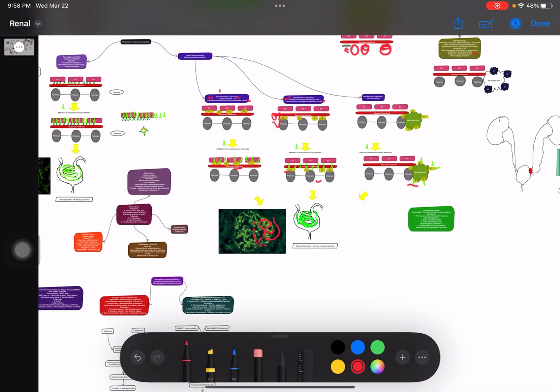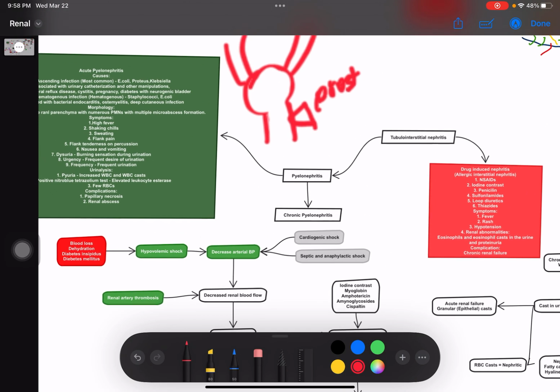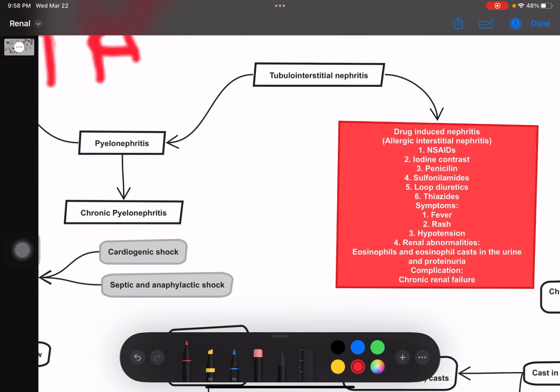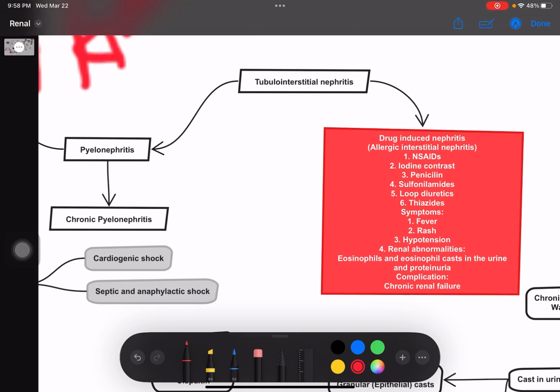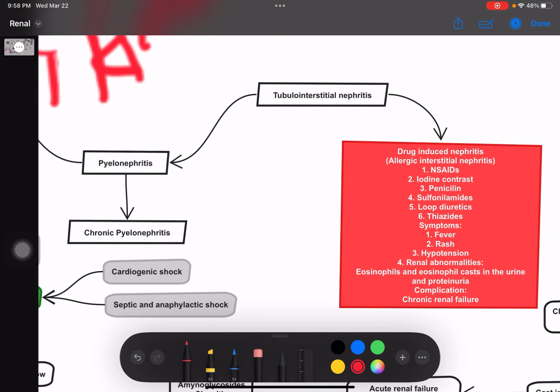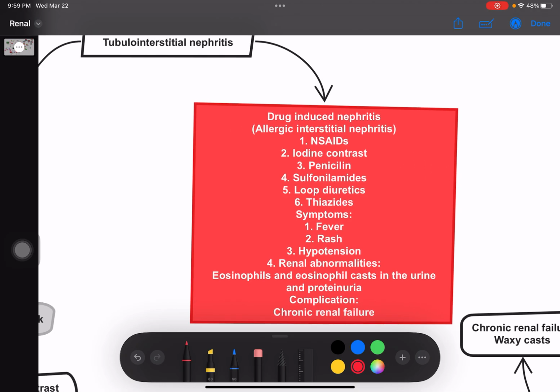Now we're going to discuss tubulointerstitial nephritis. In tubulointerstitial nephritis, we have 2 types of condition. This is when there's damage to the tubules, and it is either, most commonly, pyelonephritis, which is a bacterial infection causing injury to the kidney, especially the tubules, or there can be drug-induced nephritis. This is an allergic reaction to drugs. So first, let's discuss drug-induced nephritis.